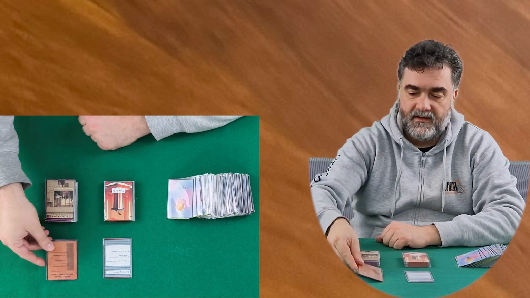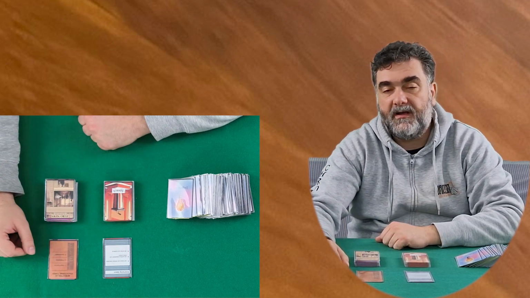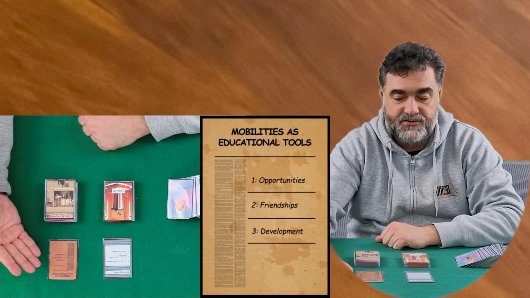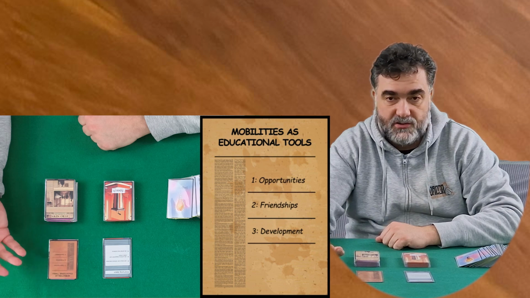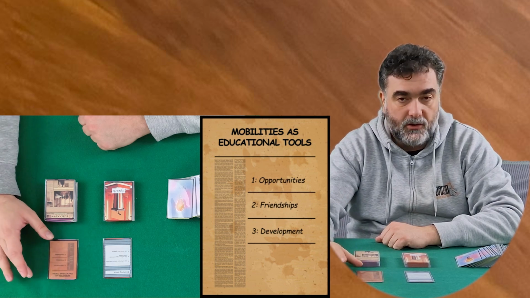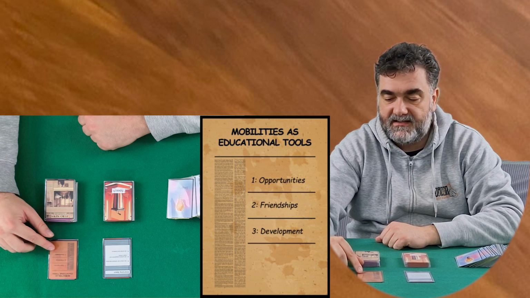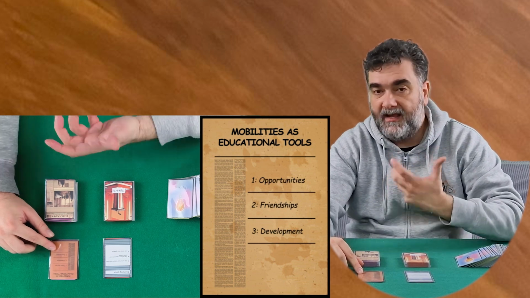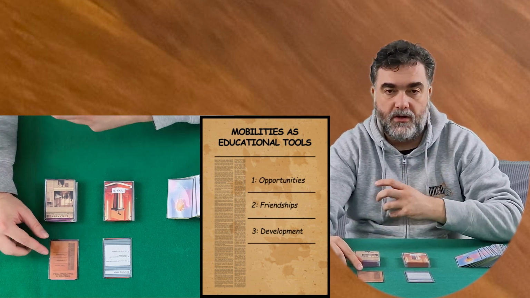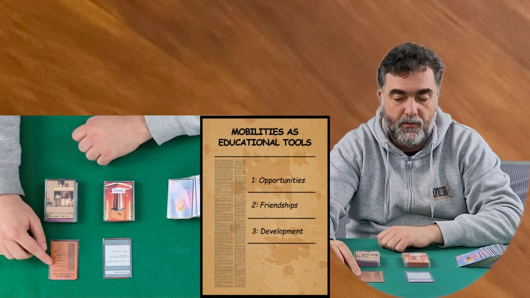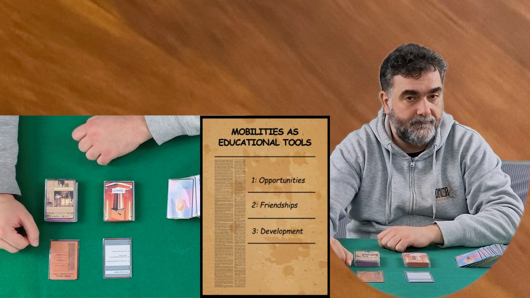After that, we reveal one random topic card. The one that we revealed is mobilities as educational tools. The players will have to debate on this particular topic. We do have some keywords that can help them gain some ideas about what they should say for this particular topic, for example, opportunities, friendships, development.